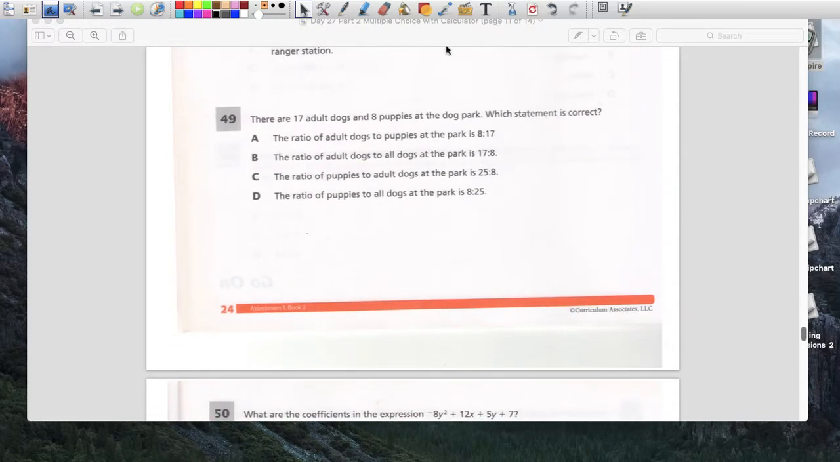49. There's 17 adult dogs and 8 puppies, which is correct. The ratio of dogs to puppies at the park is actually 17 adults to 8 puppies. That's our ratio. So this one is not true. The ratio of puppies to adult dogs: there's 8 puppies to 17 adult dogs, so it would be 8 to 17, so this is also not true.